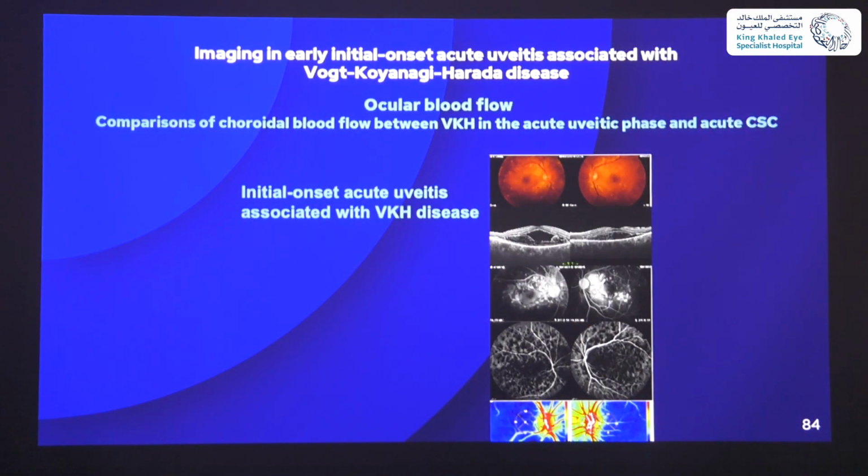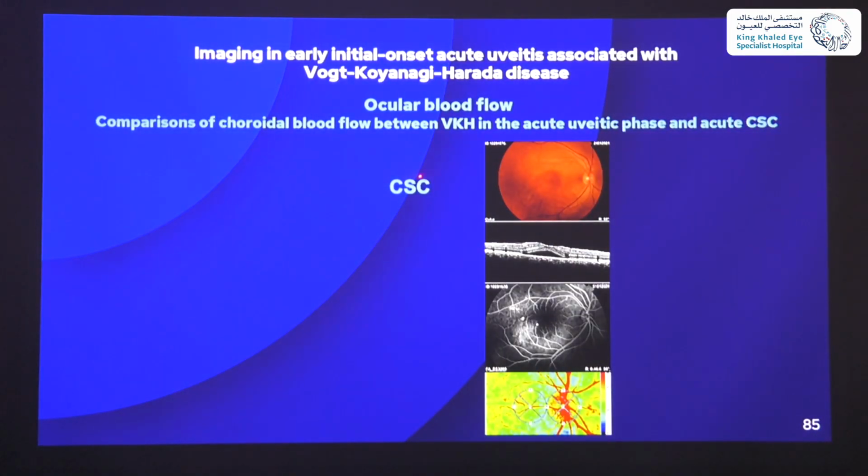So this is an example of a case. This is VKH, the acute uveitic phase: OCT, fluorescein angiography, ICG, and look at the color, blue. So very low blood flow velocity in this patient. Now, central serous choroidopathy: clinical finding, OCT, fluorescein, and then look at the color. Big difference.